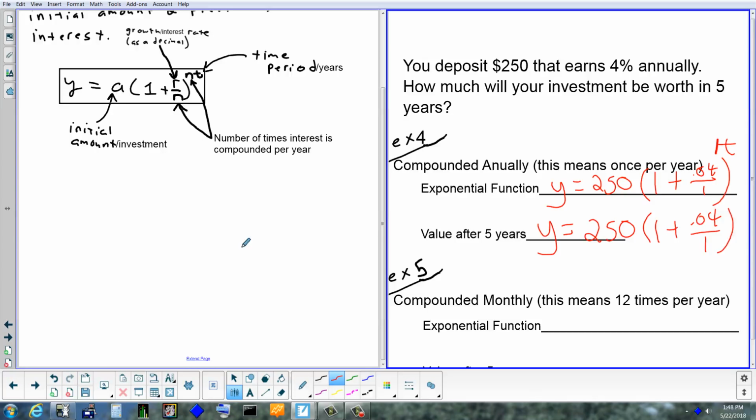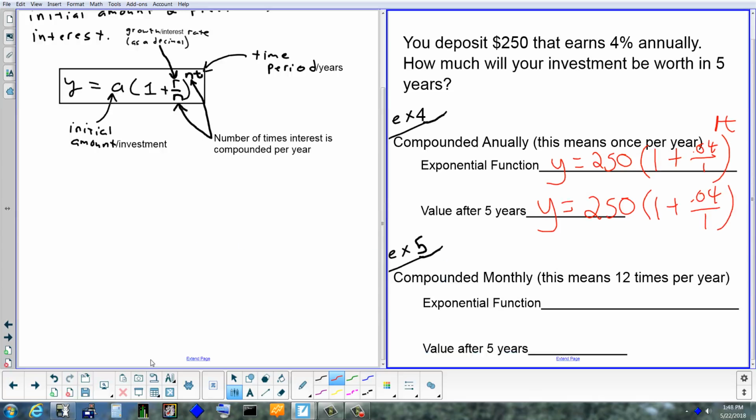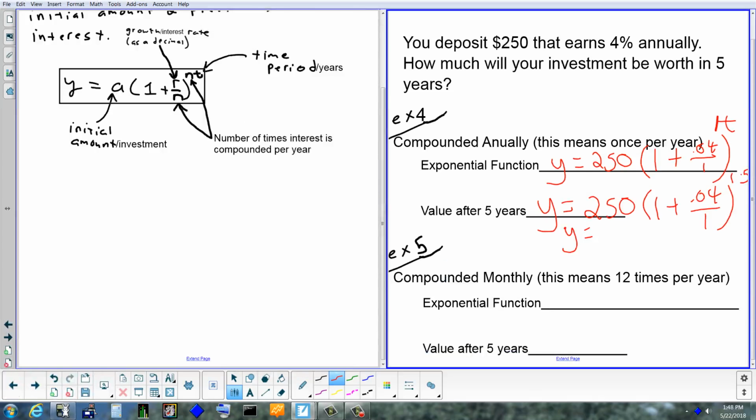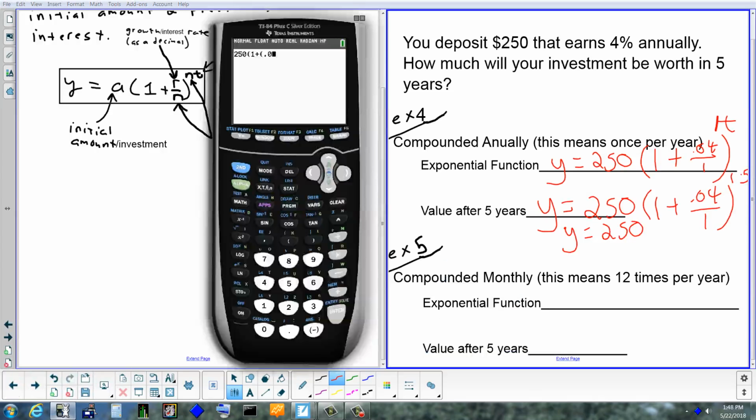How many times does it get compounded? Once. How many years? 5. Oh, I see. 1 times 5. Now, if I was going to simplify this, y equals 250. Again, 0.04 divided by 1 will just be 0.04.